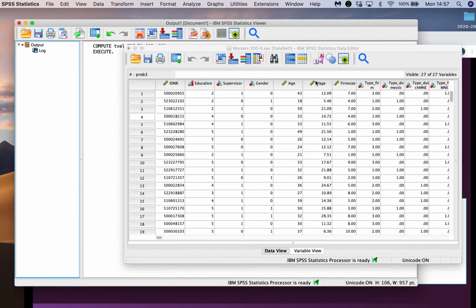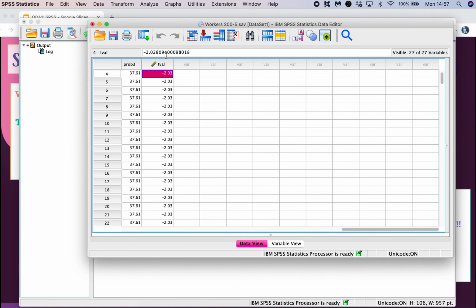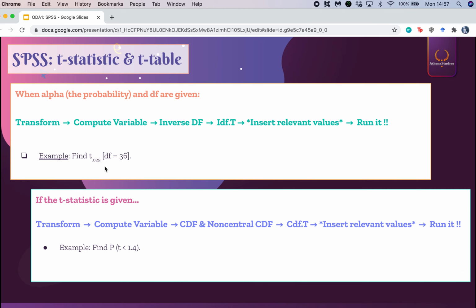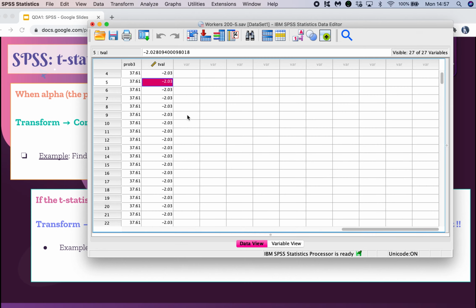Then you just look in the SPSS table by scrolling all the way down, and here you see that it's negative 2.03. And this is completely fine. Since the t distribution is symmetrical, the negative t value is going to be the same as the positive. So for this one, where the probability is 0.025 and the degrees of freedom are 36, if you get a negative 2.03, that's the same thing as saying a positive 2.03. Because again, the t distribution is symmetrical. Anything that is negative on one side is also the same exact value on the positive side. So in this case, it's totally fine that we have this.